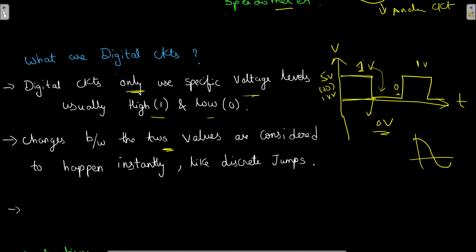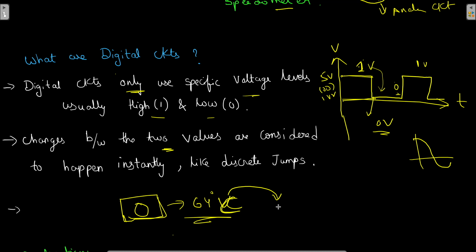Now coming to the example, like I'm taking one oven. Here I'm setting 65 degrees. I'm taking 64 degrees. Now it will stay at 64 degrees continuously with respect to time. When I want to increment this temperature, it will be 65 degrees, then it will be 66 degrees. A 1 degree increment is happening.